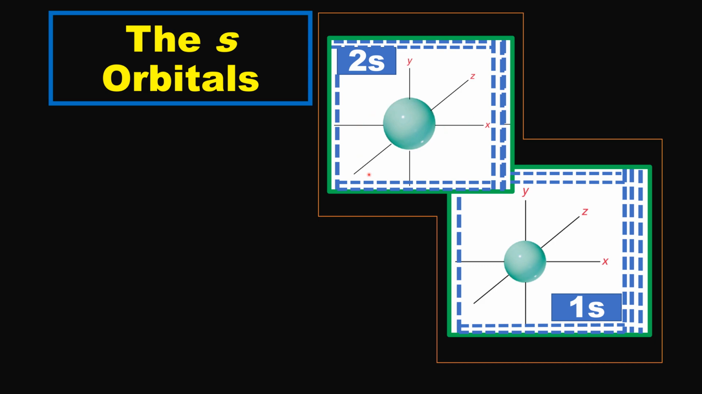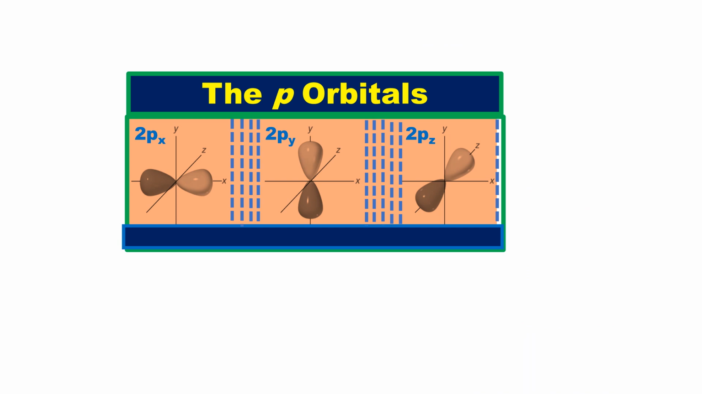So this is the shape of 2s orbital, and this is the shape of 1s orbital. Remember, the SPDF subshells show the orientations and shapes of orbitals. And this is the shape of p orbitals. So we have 2px, 2py, and 2pz. This is the shape of 2px, this is 2py, and this is 2pz.